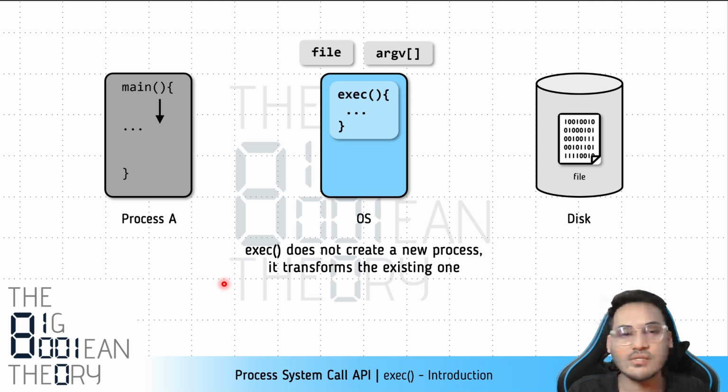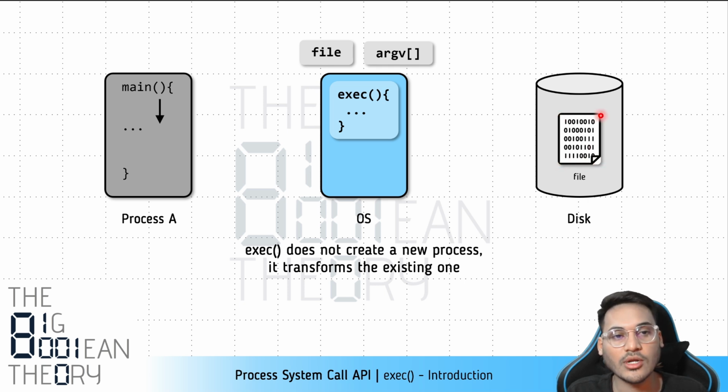As we discussed a few slides back, the exec system call does not create a new process. It just transforms the existing one by replacing the program that is being executed, right? As you can see, after the exec system call, this is the same process that is executing. It's just that the program that was being executed has been replaced with a new one, right? And that new program will be fetched from the file argument that you specify, which is a binary file, an executable file residing on the disk.